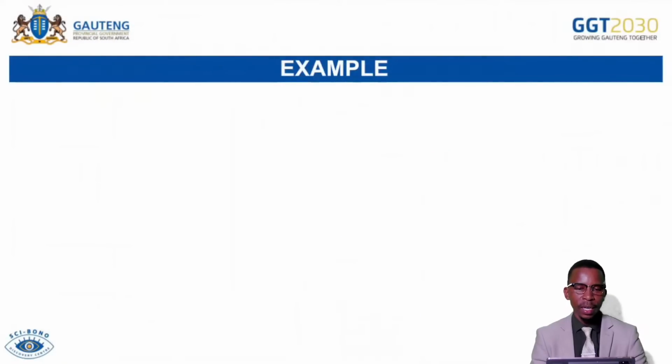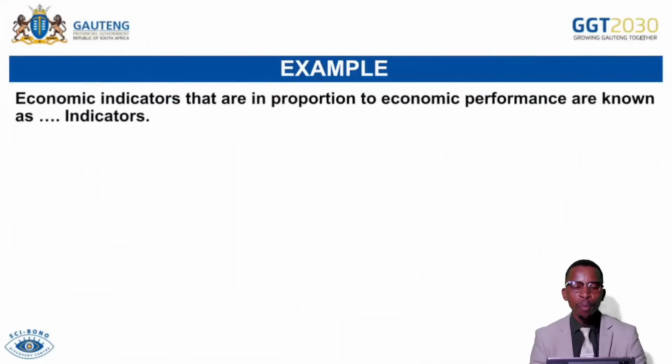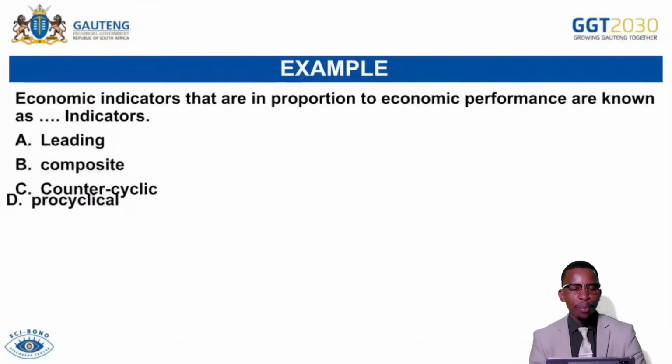And then example again in this situation. And then we have economic indicators that are in proportion to economic performance are known as dash indicators. If they are in proportion, remember, some are not in proportion, some are in proportion. Let's check which are those indicators that are in proportion. Leading, and then composite, no. And then also counter-cyclical, no. And then we have the last one, which is pro-cyclical.